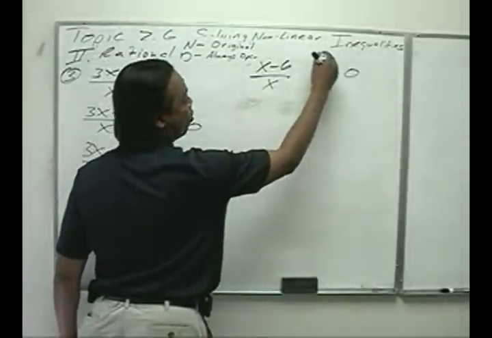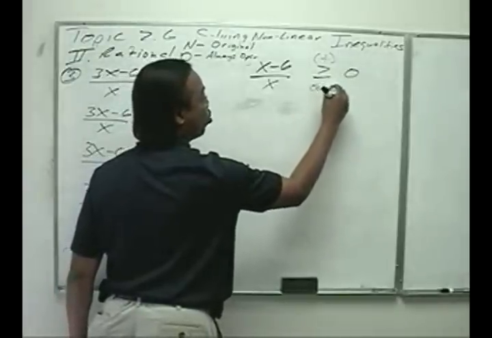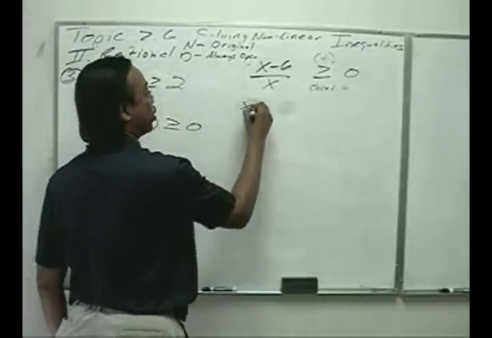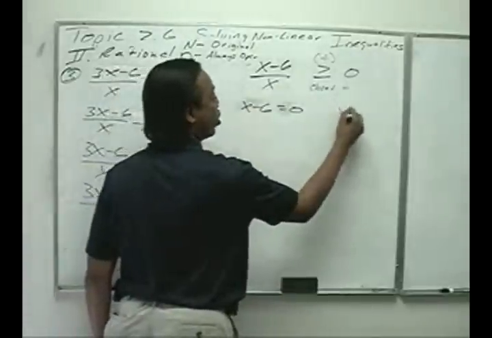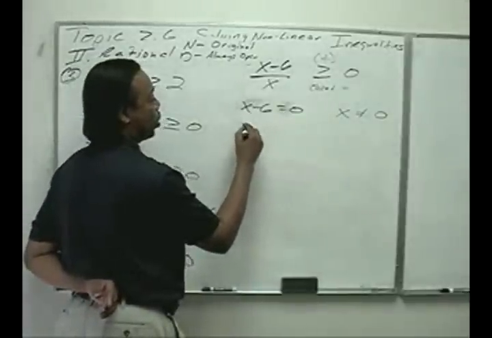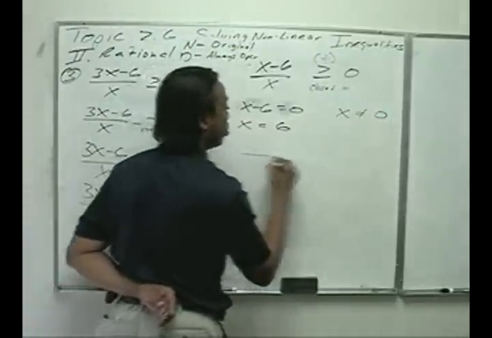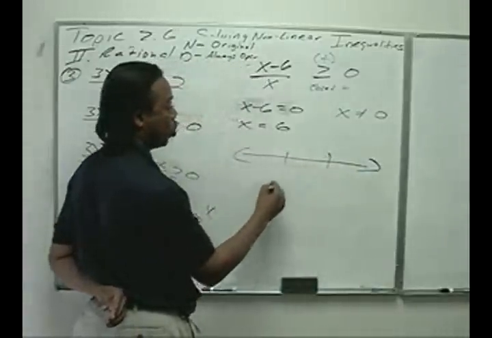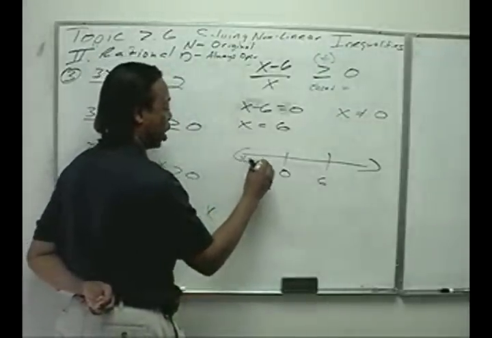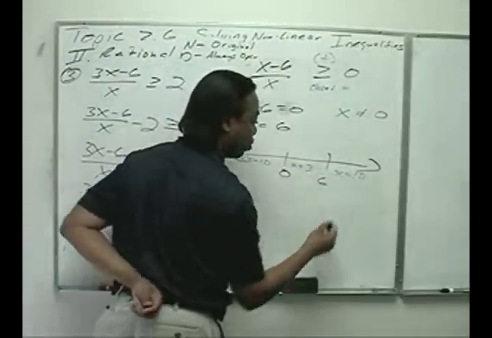This right here means we're looking for positive pieces because it's greater than 0. And the equal sign means this will be closed for the numerator. So, our numerator, x minus 6, is set equal to 0, and our denominator over here is set equal to 0. Okay, x minus 6 equals 0 implies that x equals 6, and x equal to 0 implies x equals 0. So now we put our two answers on the board. We have 0 and 6. Our test points, let's use x equals negative 10 for here, x equals 3 for this part, and x equals positive 10 for the last part.